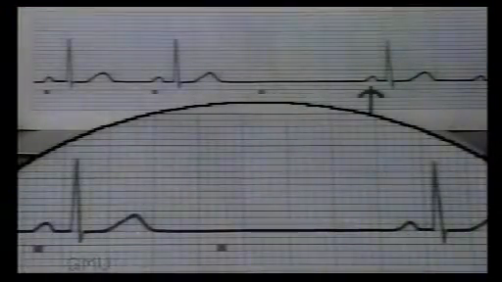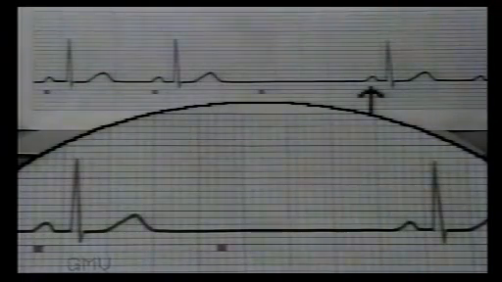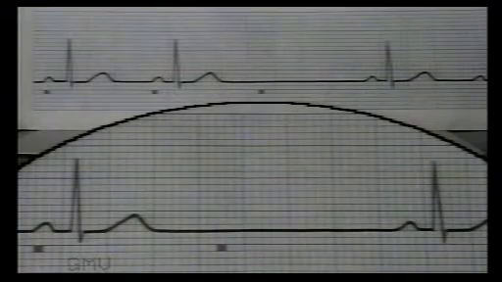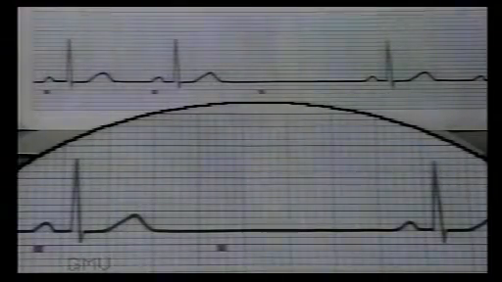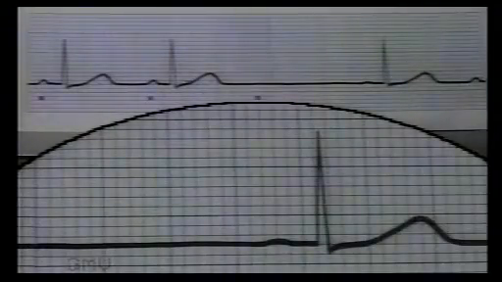So if this beat following the sinus arrest comes from one of the lower pacemakers, it is called an escape beat, indicating an escape from the inhibition of the SA node. A careful study of the beat after the sinus pause will tell you the origin of the escape beat.